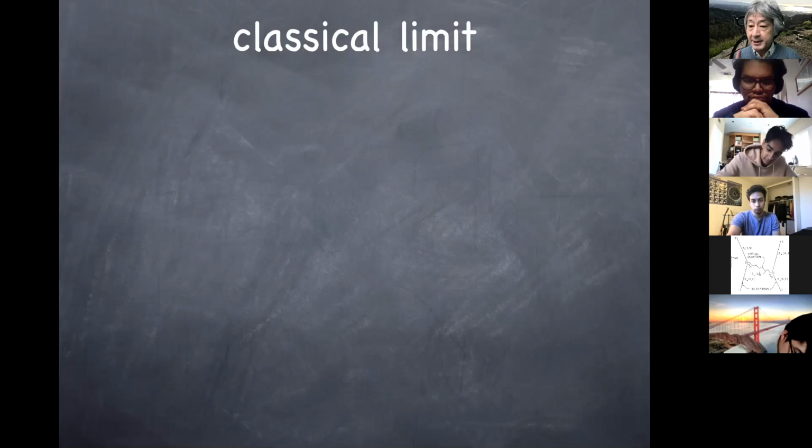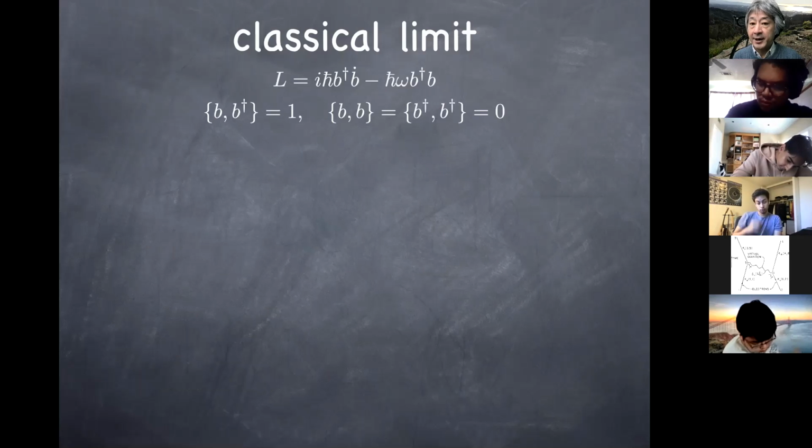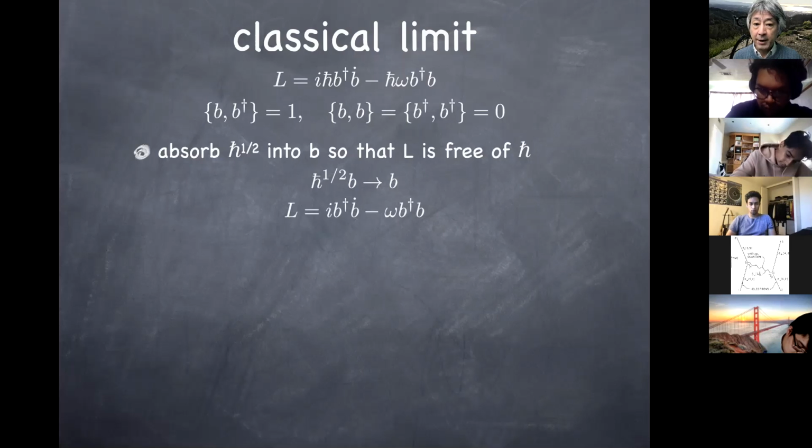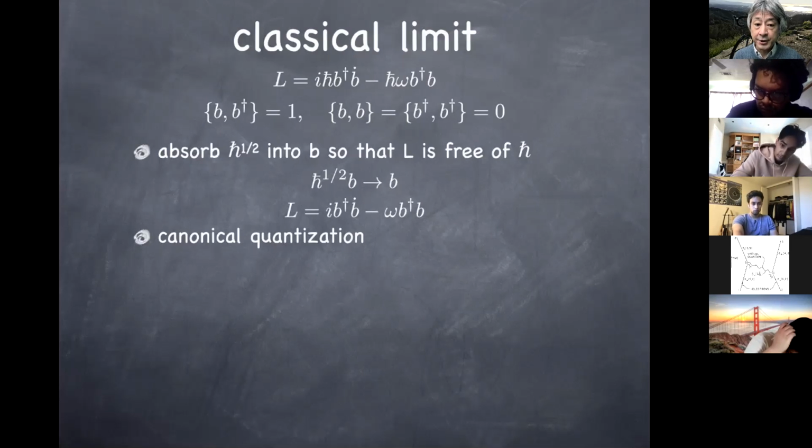So now I try to apply the same argument for this fermionic harmonic oscillator. Now I have this B instead of A, and they satisfy these canonical anti-commutation relations. In the same way we did on the previous slide, I absorb a power of h bar to the 1/2 into the definition of B and B dagger, so that the Lagrangian becomes free of h bar. So now the Lagrangian looks classical. And the canonical anti-commutation relation, of course, comes from regarding B as a variable and iB dagger as its canonical conjugate. So this is the anti-commutation relation.